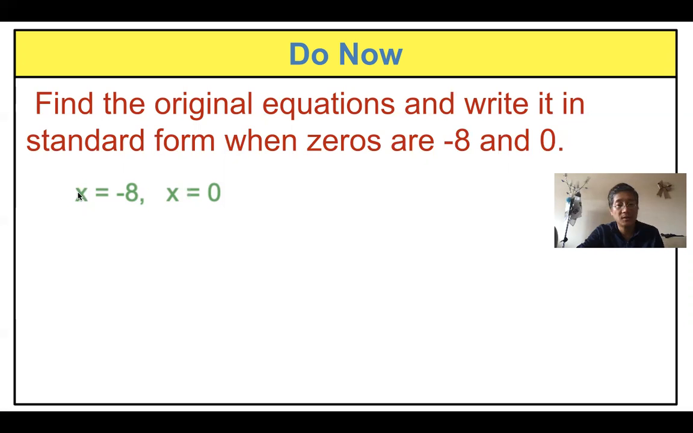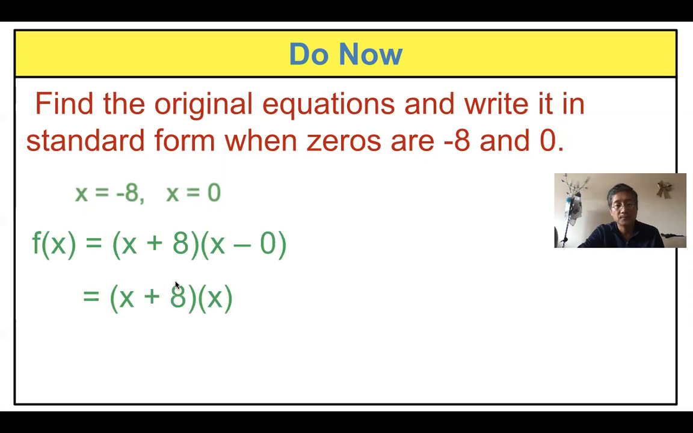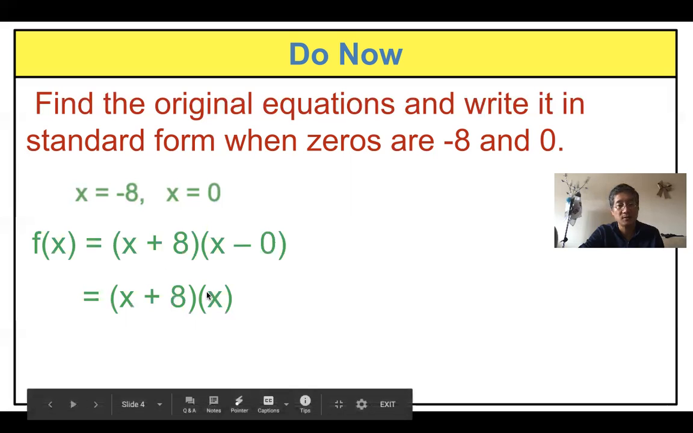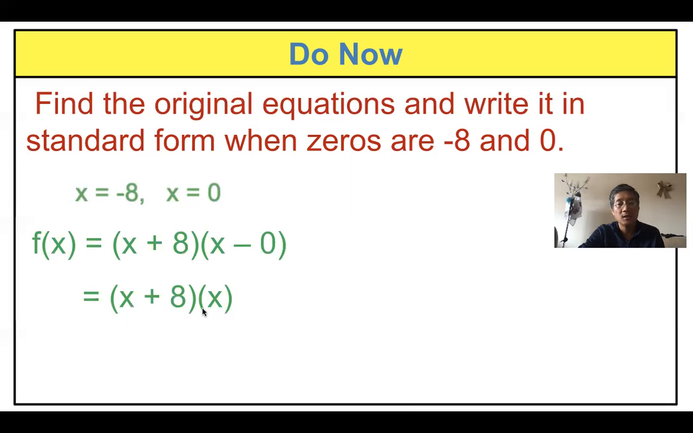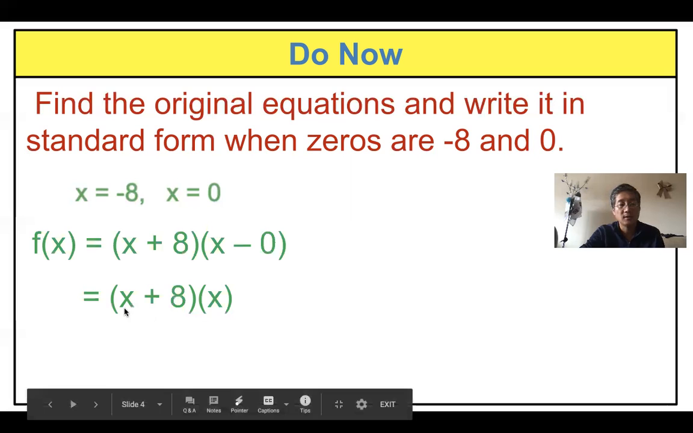So you move it here, equal to 0, then this left side is the factor. So x plus 8 and x minus 0. But x minus 0 is the same as x, right? So this is your equation, but we call this the factored form. Then we need to convert into the standard form. How? You just distribute because you have only one term here, x. So x times x is x squared, and 8 times x is 8x. And you are done. All right, let's go to today's lesson.